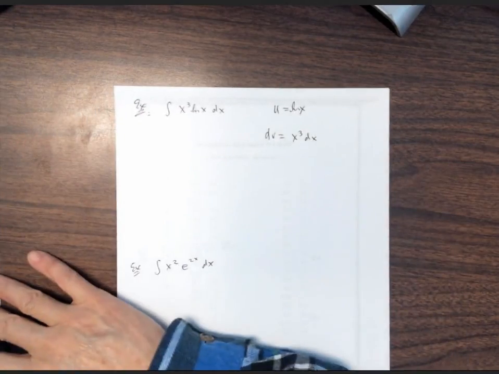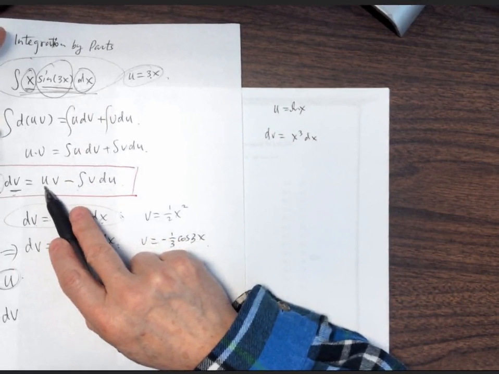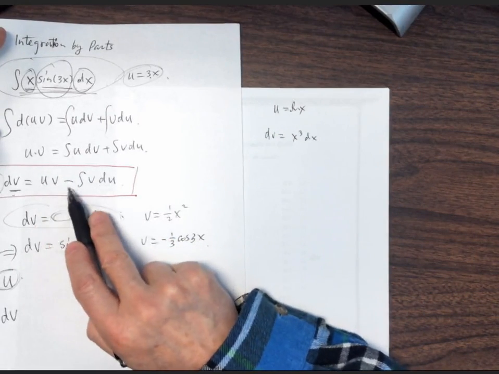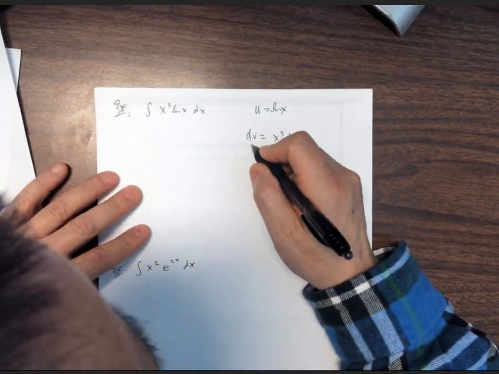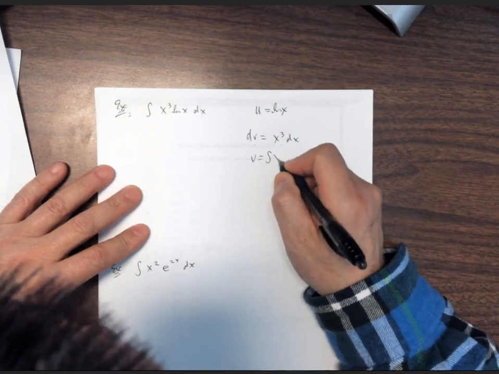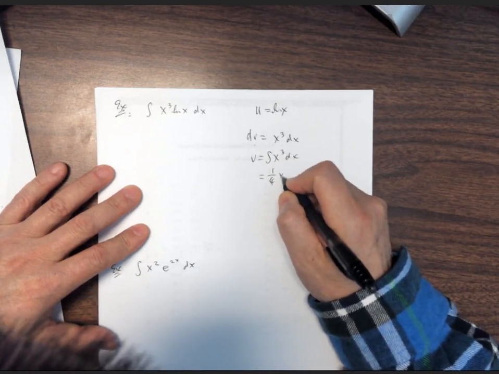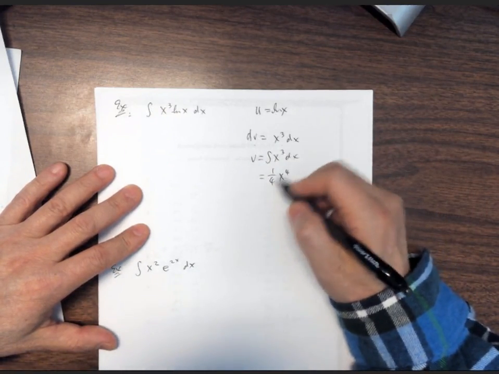According to our formula, we're going to have u times v minus integral v du. So we need to find out the v. Integrate both sides here. So v equal to the integral of x to the third power dx. That's 1/4 x to the fourth power. Now we don't need a plus c here. We just need a v.